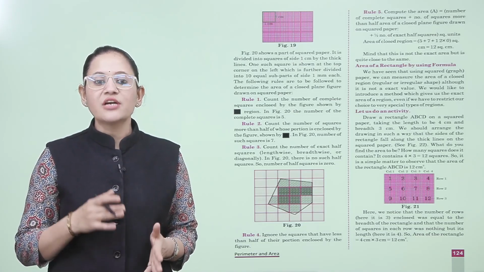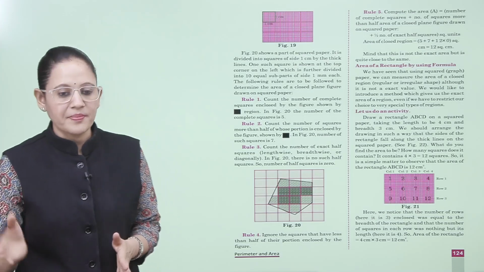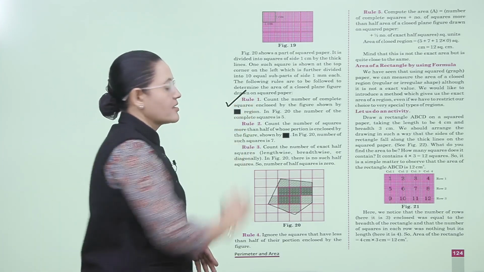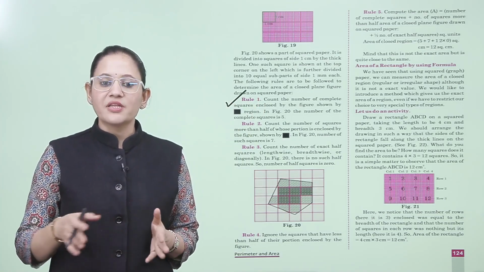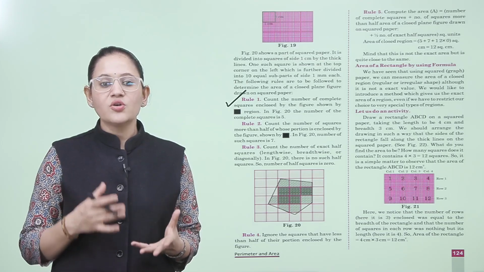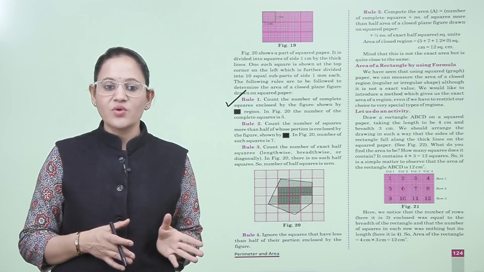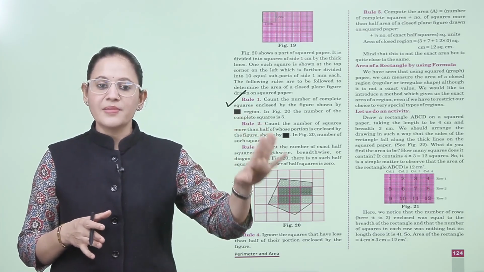The following rules are to be followed to determine the area of a closed plane figure drawn on the square paper. Rule number 1: first we count the number of complete squares enclosed by the figure, shown by the region. In figure 20, the number of complete squares is 5. So first we count the number of complete squares.